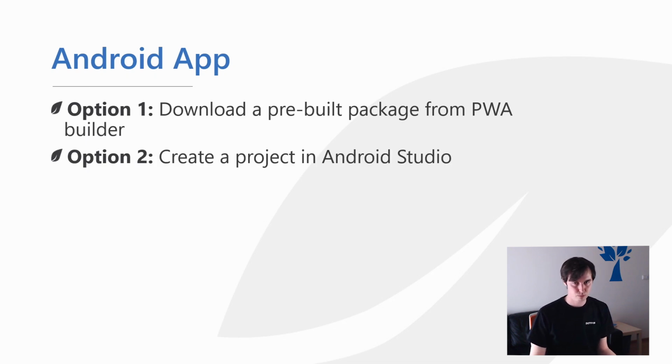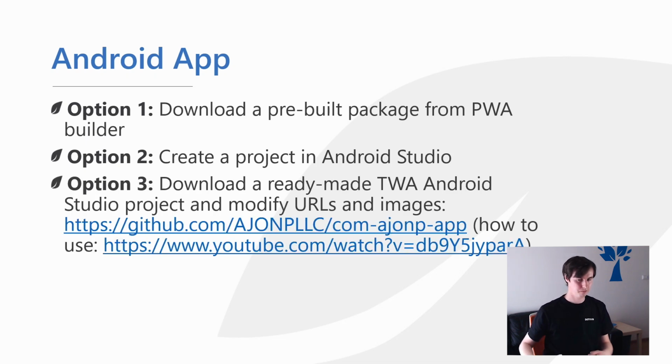Furthermore, you can create a whole new project in Android Studio and set the whole thing up. The third option that I have here is that you can download the already made TWA Android Studio project. So it already works with the trusted web activities stuff, and it's basically a stop for your application. And you just modify a few things. Here is a link to a repository that I used for creating the sample for this demo, and here's a YouTube video where the developer shows you what you need to modify in the stuff.